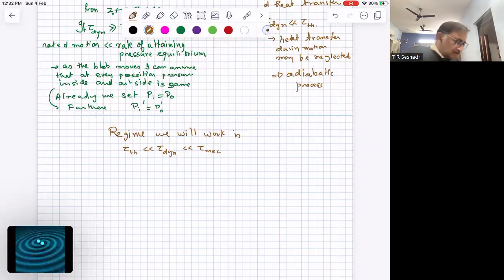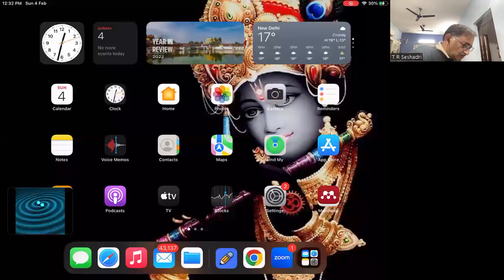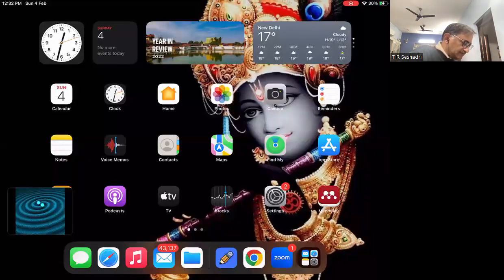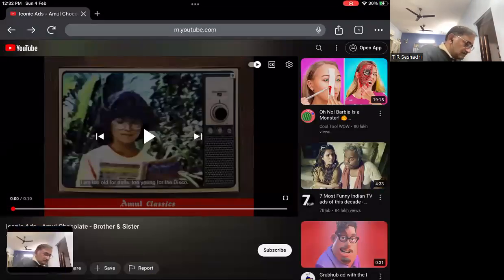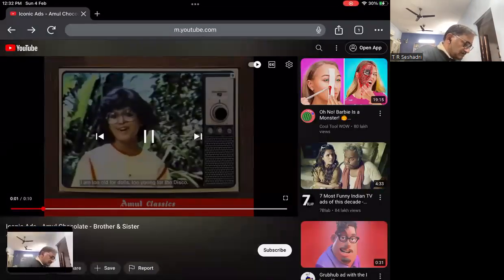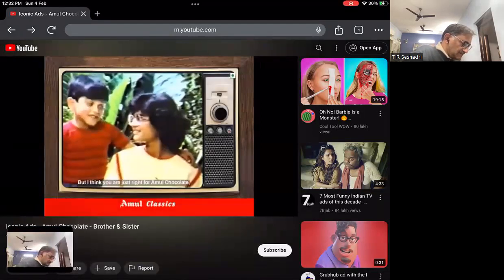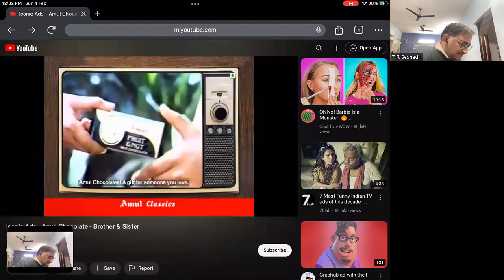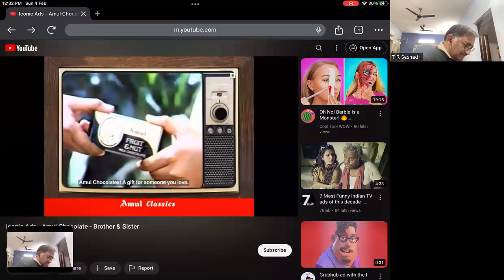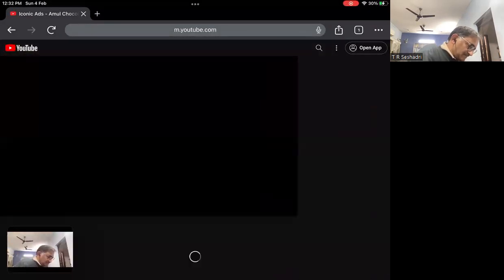Yes. Okay. And this reminds me of an old advertisement of Amul milk chocolate. I am too old for dolls, too young for the disco, but I think you're just right for Amul chocolate. Amul chocolates, a gift for someone you love.